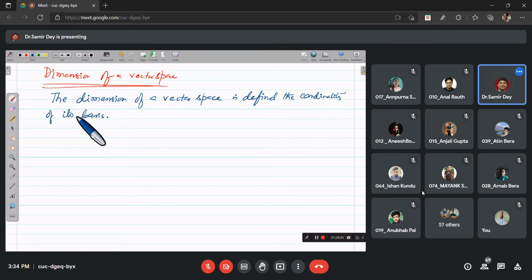I think some part is unknown to you. So now you know what is meant by basis. Now your unknown part is cardinality. Okay. Now let's see. Now one set is here, S.